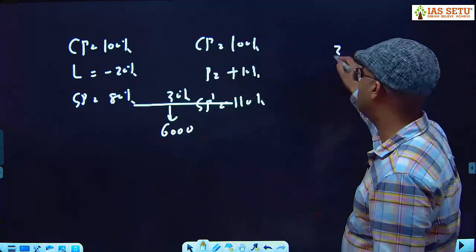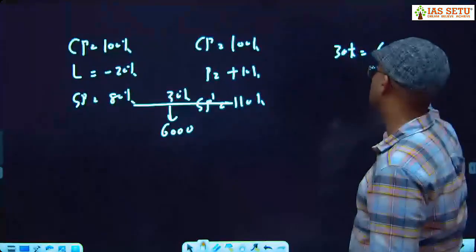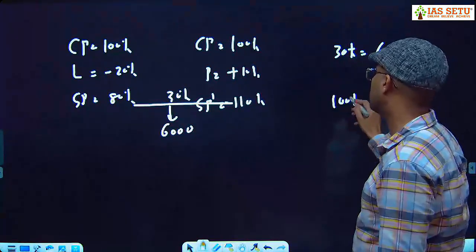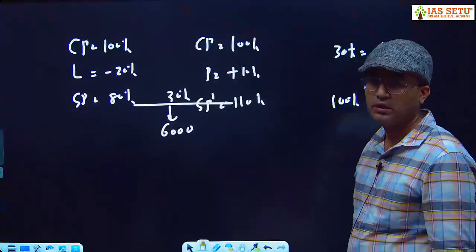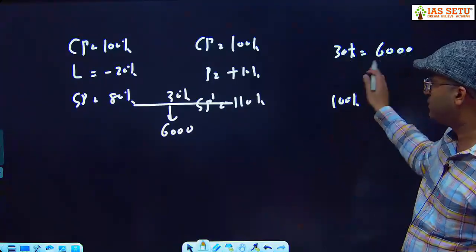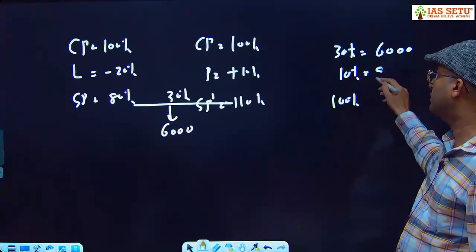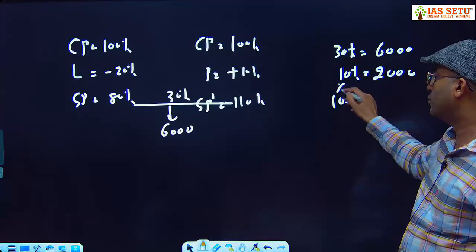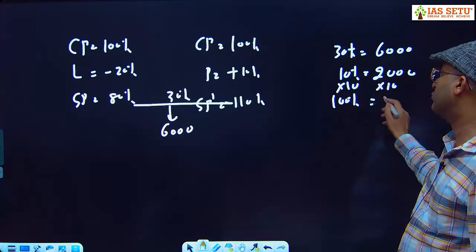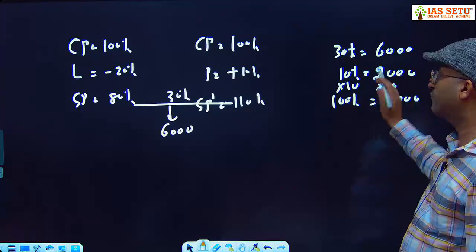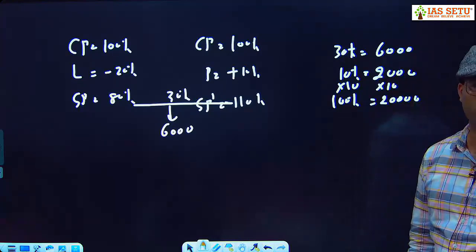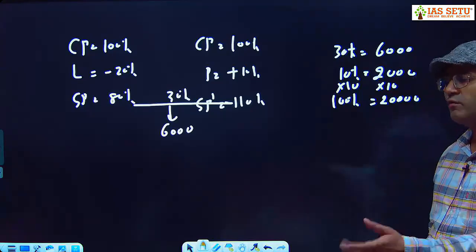So 30% is equal to 6,000. What is the cost price? 100%. You can calculate. या तो 1% निकाल लो या पहले 10% निकाल लो फिर 100%. What about 10%? Divide by 3. Divide by 3, 2,000. What about 100%? Multiply with 10, 20,000. If you are not comfortable with this, use unitary method. 1% निकाल के निकाल. One more question.